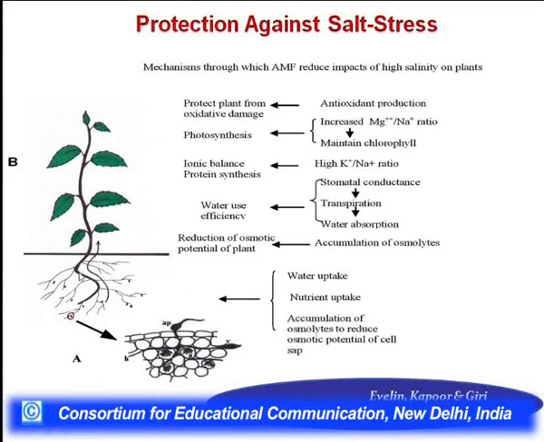If you see the underground part of the plant, there are certain things which are happening nicely in case of the plants which are colonized by mycorrhizal fungi as compared to non-mycorrhizal plants. Water uptake, nutrient uptake, and accumulation of osmolytes to reduce osmotic potential of cell sap.